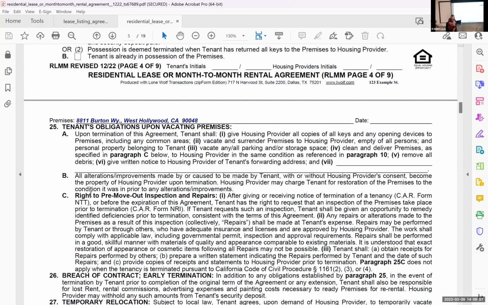Okay. Right to pre-move out inspections and repairs. Homework: I want you to read about pre-move out inspections. This is California state law. It applies to all properties. It's very important. And if you are in a rental property, you will be happy for no other reason than I saved you some of your security deposit money next time you move out of a place. Pre-move out inspection. Read about that.